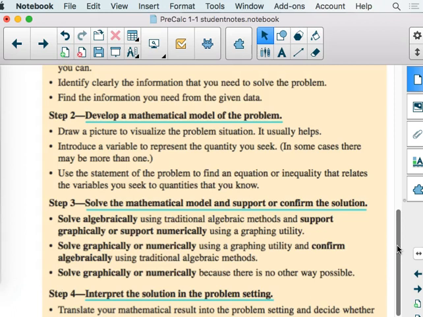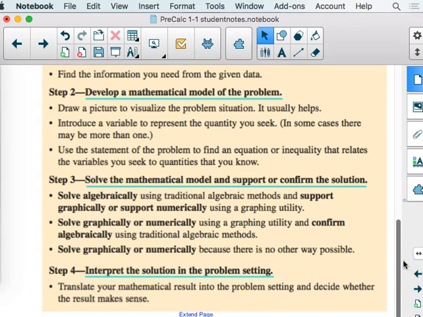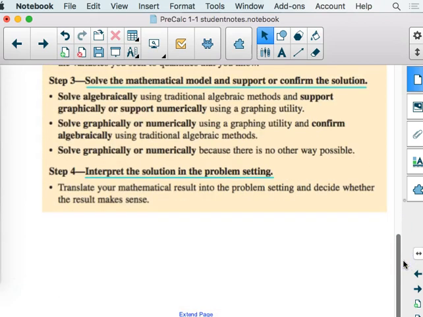And in some cases, there may be more than one. Use the statement of the problem to find an equation or inequality that relates the variables you seek to quantities that you know. Connect it to something that you already have achieved. Solve the mathematical model and support or confirm the solution. So solve algebraically using traditional algebraic methods and support graphically or support numerically using the graphing utility.